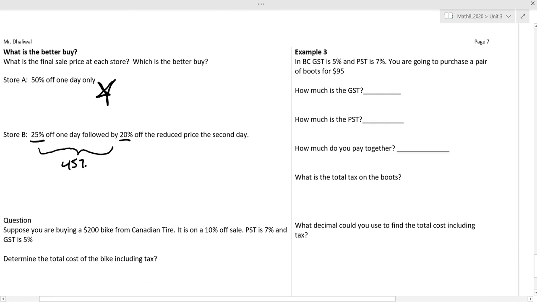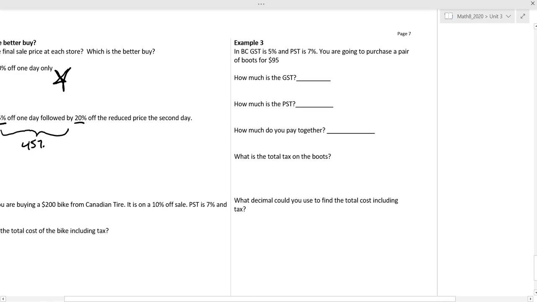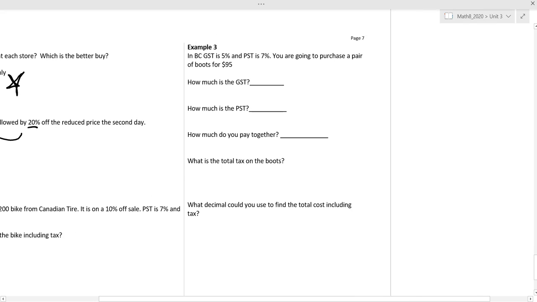Okay? So I know there's lots of stuff going on. I want you to practice one more of these tax questions here. All right? So do example 3. You're buying boots this time for $95. Your GST is 5%, your PST is 7%, right? Calculate the total tax on the boots. And how much do you pay all together? So there's little steps there to help you guide. So I'll stop for a moment there and let you do that.